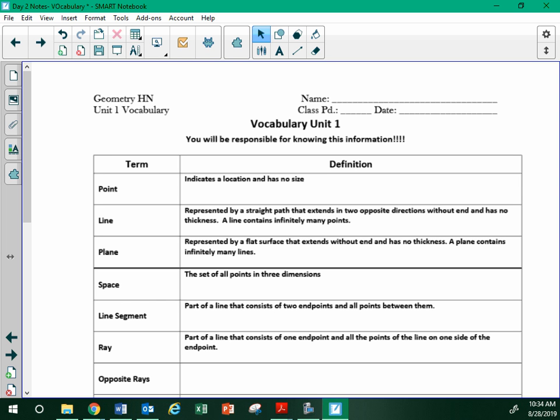All right. So these first few terms, they are kind of our basic starting points, our building blocks. So these first ones we call undefined terms.